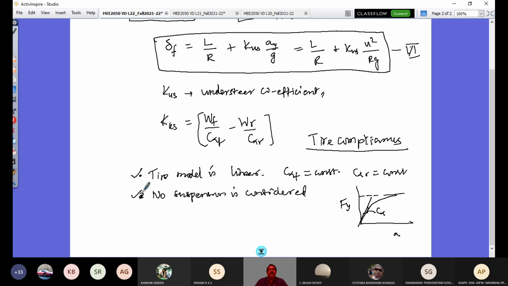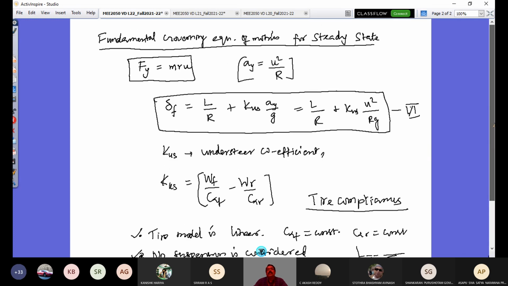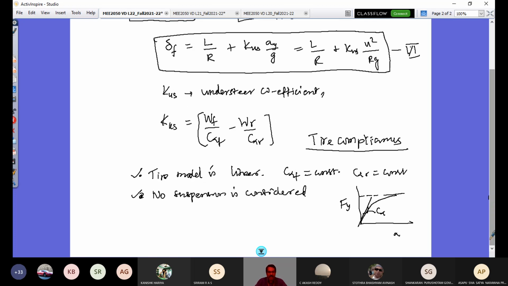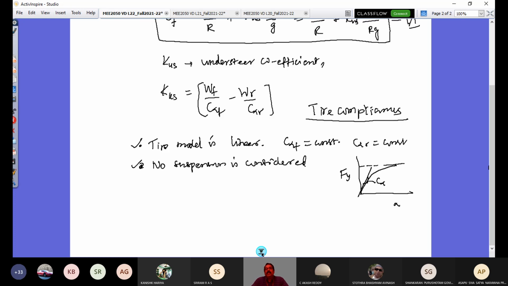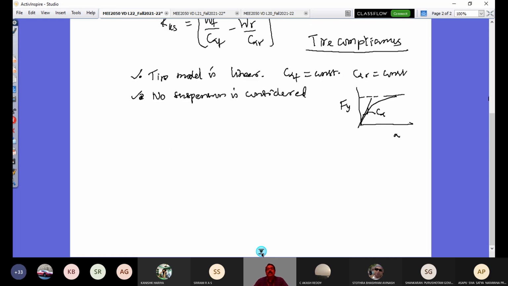So these are the important assumptions with which we look at the bicycle model, and we have derived this governing equation from the equation Fy is equal to MRU, from the free body diagram in the last class. Equation number 6, Roman numeral 6, is the fundamental governing equation of steady state motion. So this equation and its limitations, or its important assumptions, you should understand. Right, and we have plotted this essentially in the last class like this.